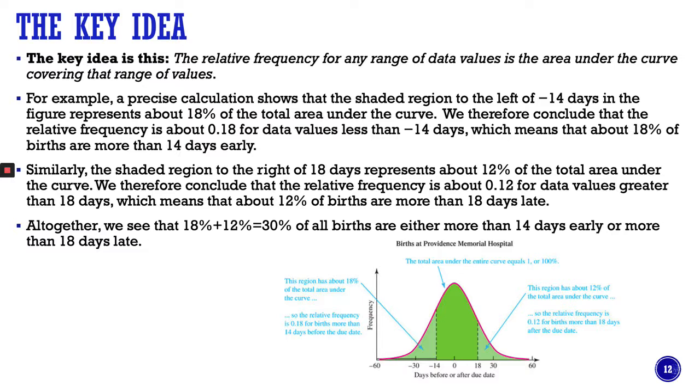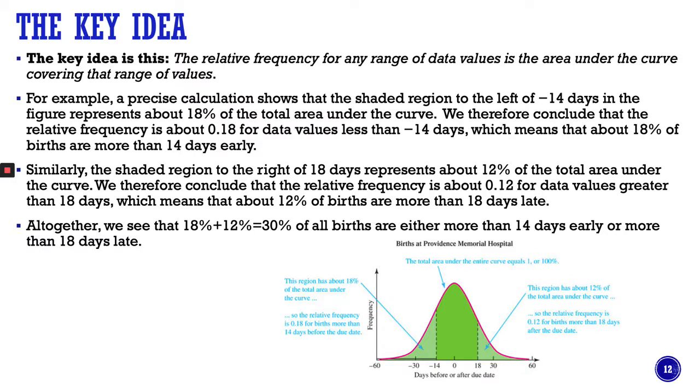We therefore conclude that the relative frequency is about 0.18 for data values less than negative 14 days, which means that about 18% of births are more than 14 days early. Similarly, the shaded region to the right of 18 days represents about 12%. So we're talking about this part right here of the total area under the curve. We therefore conclude that the relative frequency is about 0.12 for data values greater than 18 days, which means that about 12% of births are more than 18 days late.